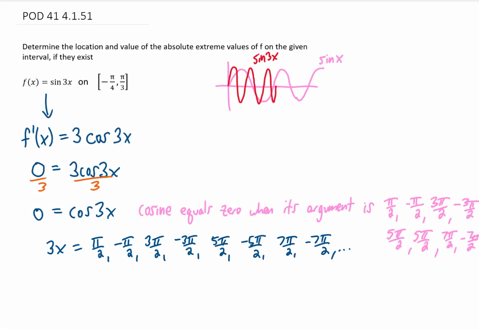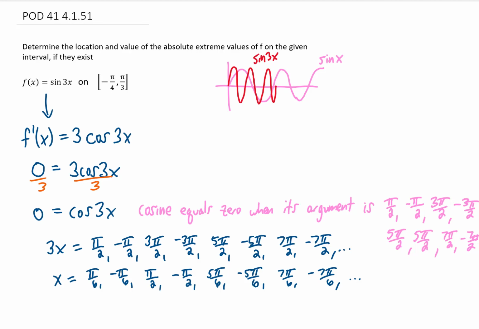And we could keep going with that list forever. But we're trying to find the x value that solves this equation, so we need to get x by itself. That means that we can divide both sides of this equation by 3. And we get a really long list of all of the x values that solve this equation, which means we have a big list of all of the x values where we have critical points of sine of 3x.